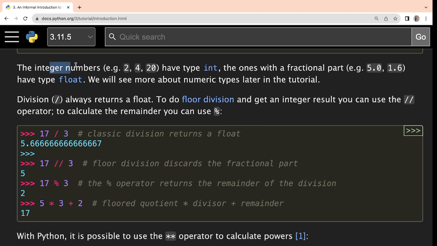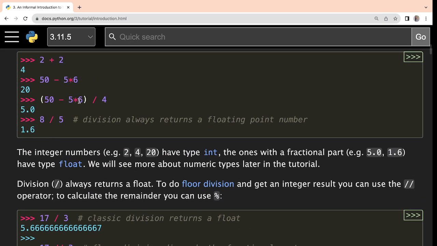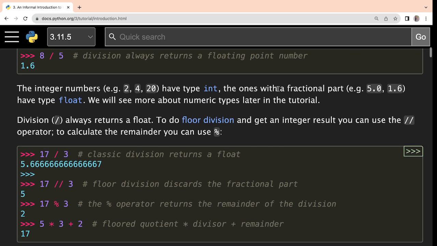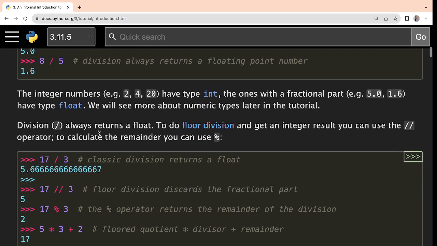Here the integer numbers are there, 2, 4, 20, right? So all these numbers, 2 is there, 4 is there, these have the type int. They are integers. The ones with a fractional part, like you can see, 5.0 and 1.6, these things which have a fractional part have the type float.